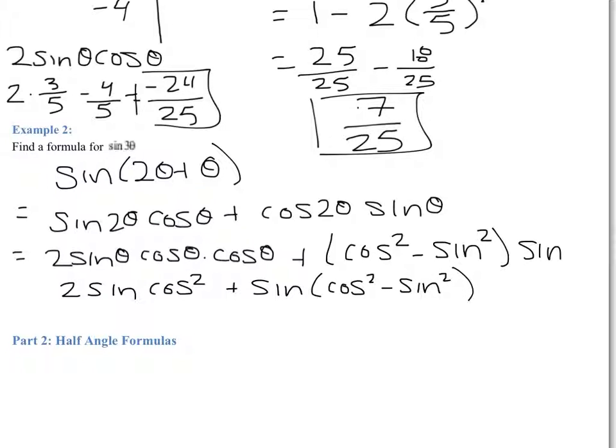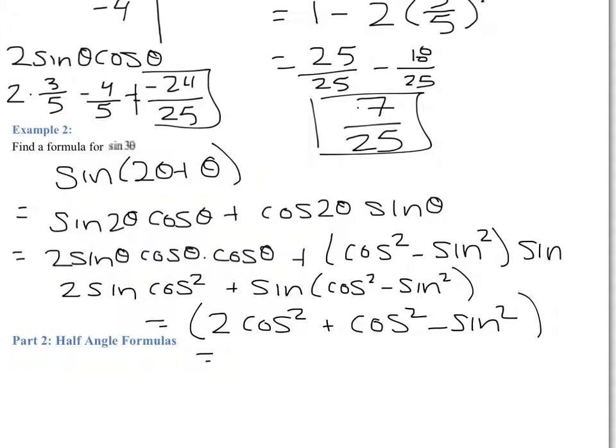So this is one formula. We could also factor out a sine from both of these, and that gives us 2 cosine squared plus cosine squared minus sine squared, which we can break even further down, which is 3 cosine squared minus sine squared, all times sine. There's a bunch of different formulas that we could get. This is just utilizing our formulas that we have above for double angles.